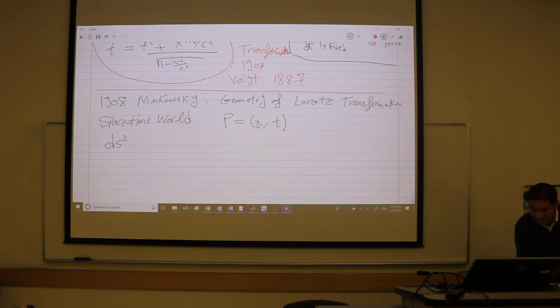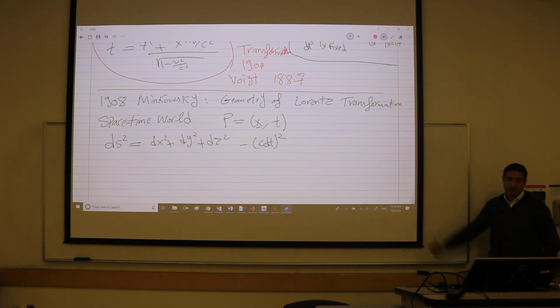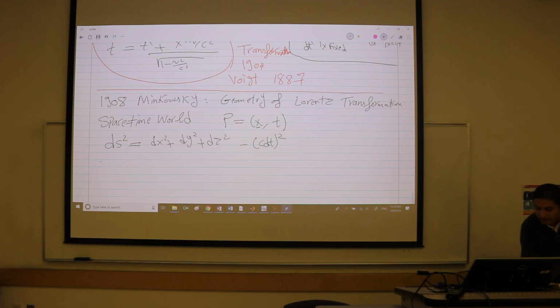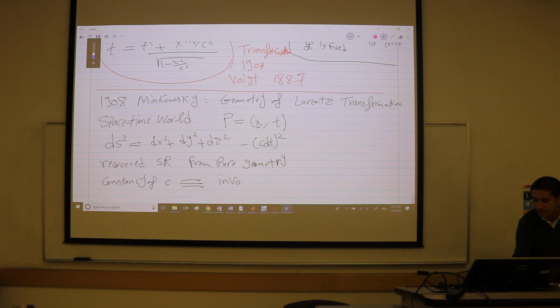Here is the length element. It's your dx squared plus dy squared plus dz squared, and we have here c dt all squared. c is the speed of light. So here is the length element in the 4D space. Okay? So he actually recovered the special relativity from pure geometry. So it was a very interesting paper. So for example, the constancy of the speed of light is exactly equivalent to the invariance of the distance.